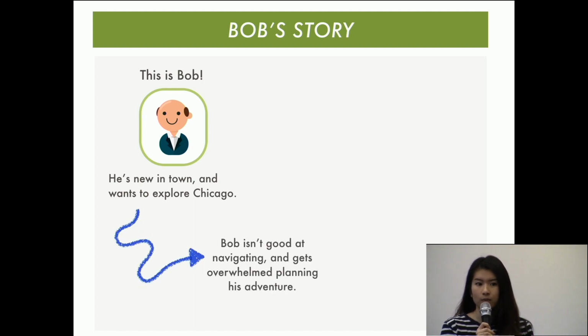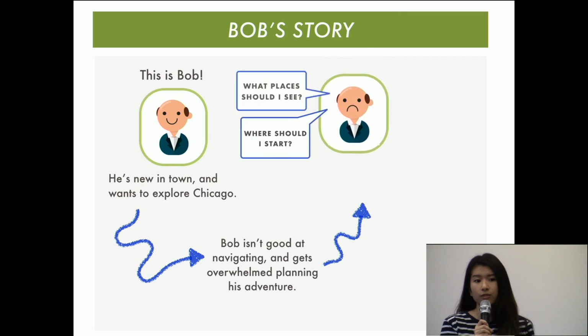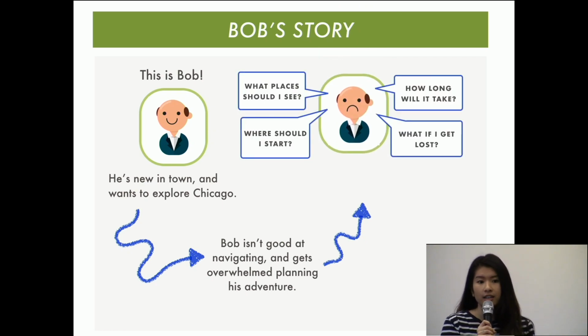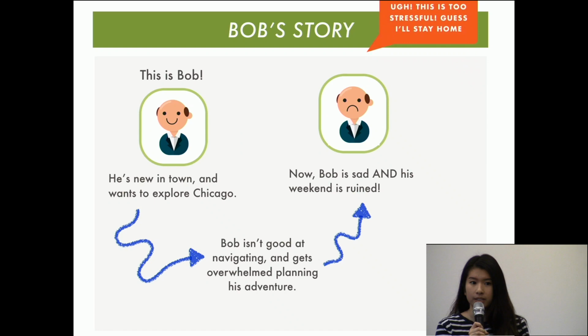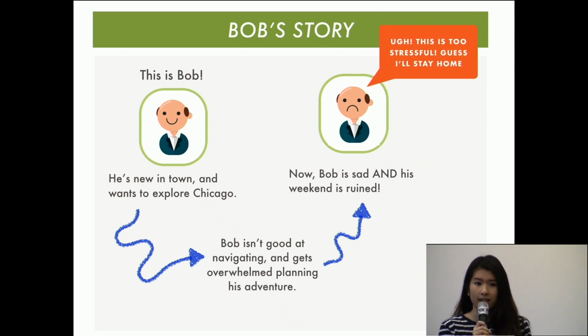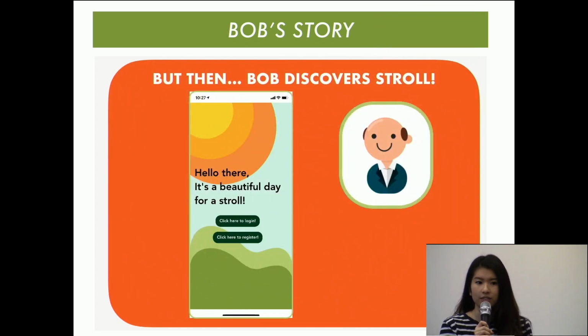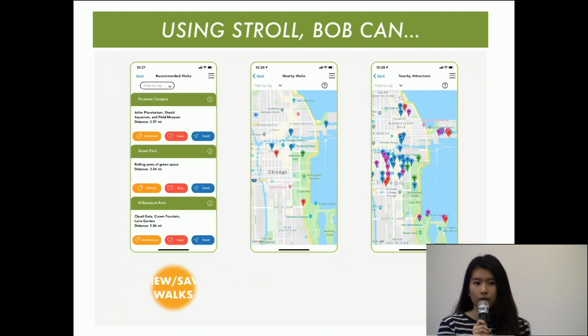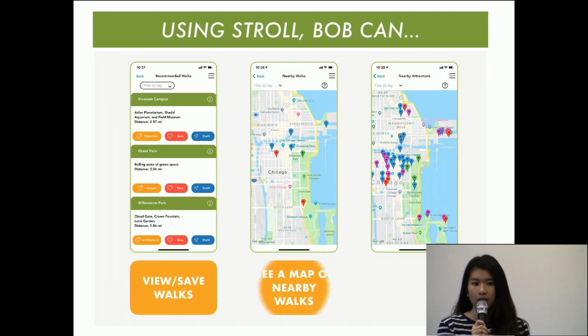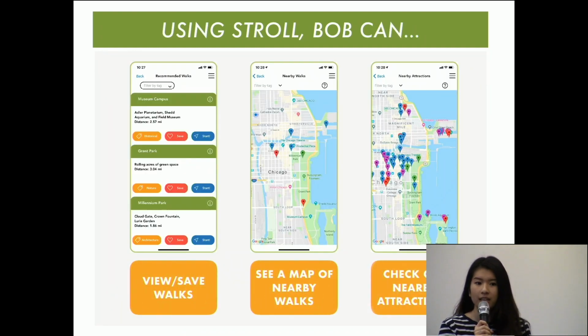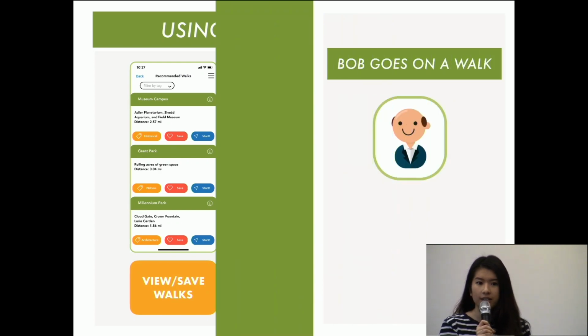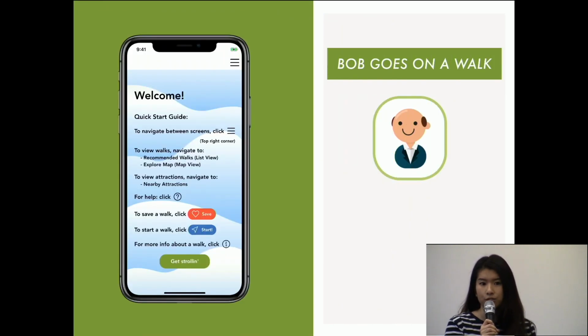He's new in town and wants to explore Chicago, but he isn't good at navigating and gets overwhelmed planning his adventure. Now he's sad and his weekend is ruined because he can't figure out where to go or how to get there. That is, until he discovers Stroll. Using Stroll, Bob can view and save walks, see a map of nearby walks, and check out nearby attractions. Now here's Ben to show us how Bob uses Stroll.